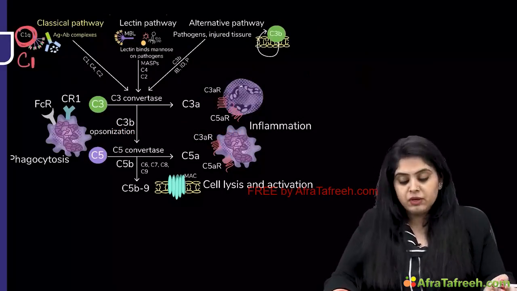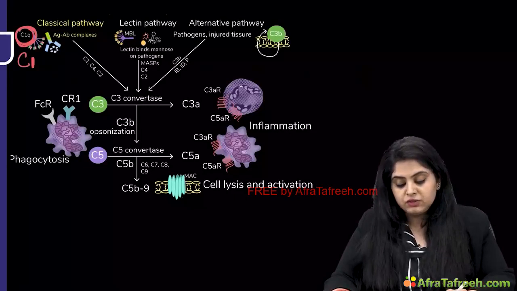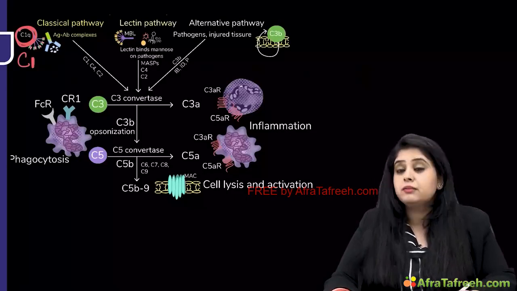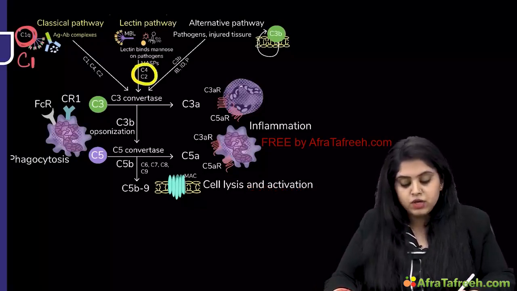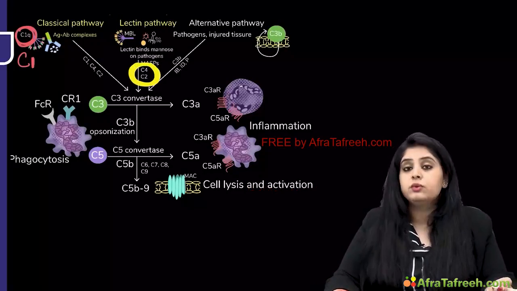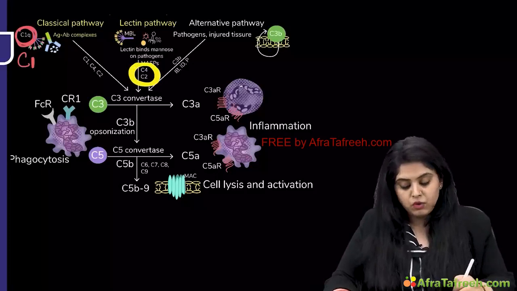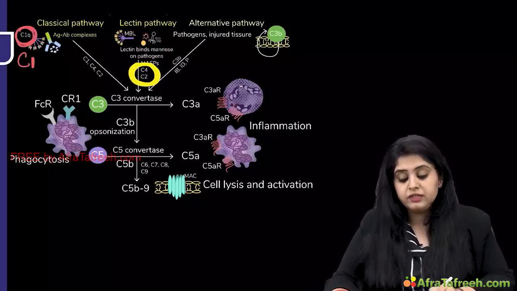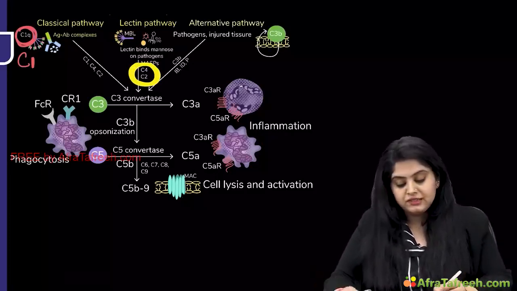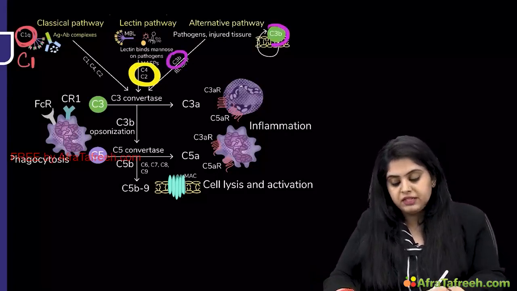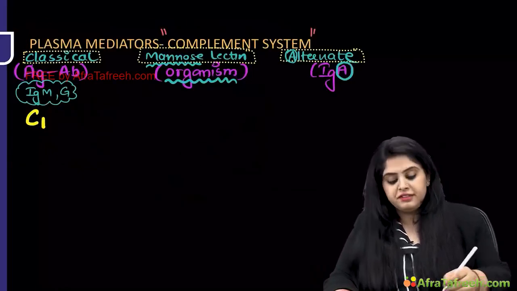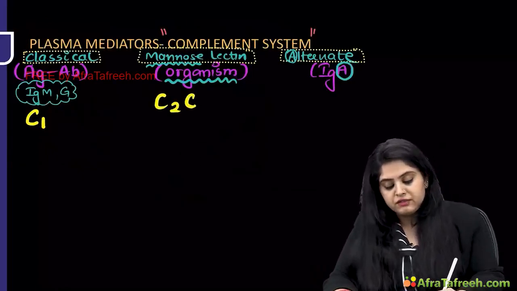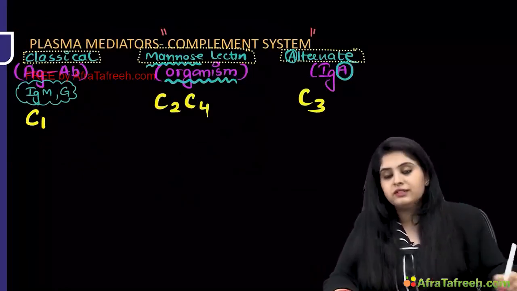Same way when you talk about the lectin pathway. Now let's talk about the lectin pathway. The mannose lectin pathway, with some bacteria, it started. This has started with C4 and C2. And when I talk about the alternate pathway, taking an alternate route because of IgA, it has started with C3. So remember, the classical pathway has started with C1, mannose lectin starts with C2 and C4, and alternate starts with C3.